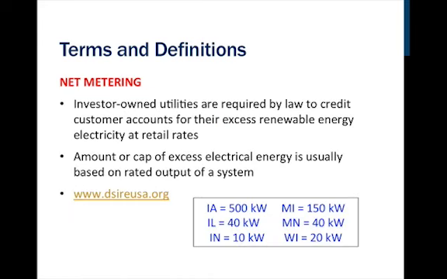Net metering. All investor-owned utilities are required by federal law to allow you to hook up to their system and backfeed the electrical grid. And you'll be compensated at retail rates for that excess electricity coming off your system. So we're going to buy at X amount. Around here, it would be 12.5 cents a kilowatt hour.